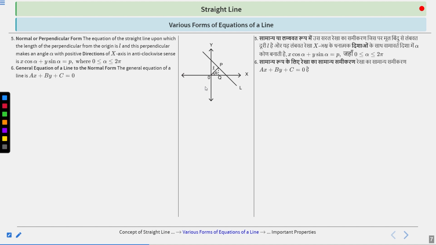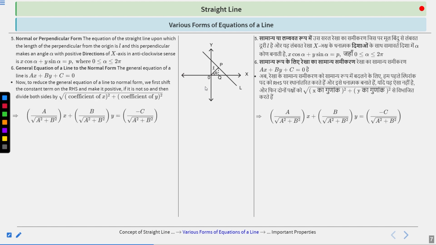Now, the general equation of a line is basically ax plus by plus c is equal to 0. Got it? Now, to reduce the general equation of a line to normal form, we first shift the constant term to the RHS and make it positive. Here we have c as the constant term, so we will shift this c to the right hand side and make it positive.